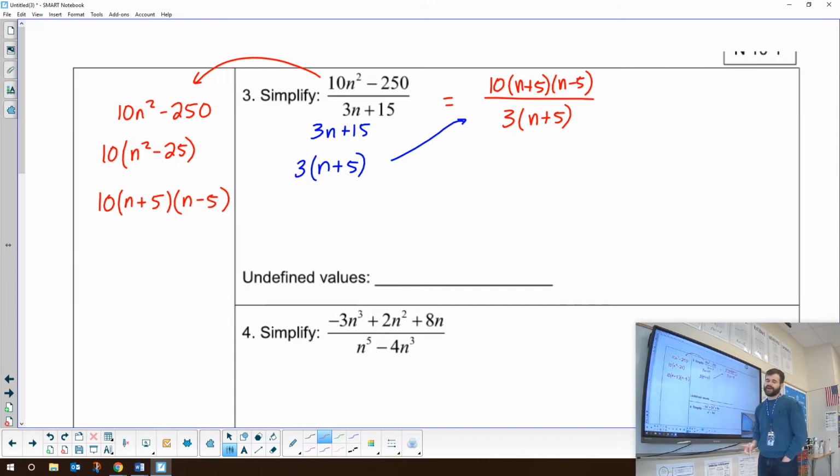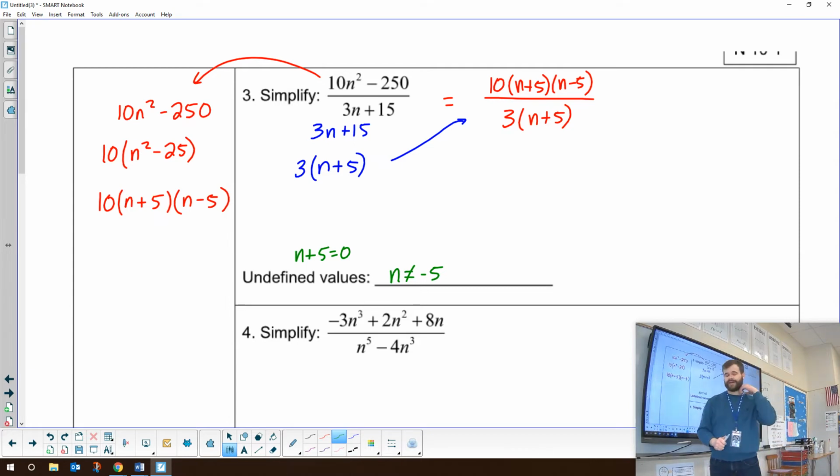Now that I factored this denominator, we can look for what are called undefined values, right? And it's just the opposite of this. Since I have an n plus 5 there, we can go n plus 5 equals 0, and we get n cannot equal negative 5. Now, this 3 doesn't really matter, okay? That 3 doesn't affect any of my undefined values. It's only where my x's are, or n's in this case, okay?